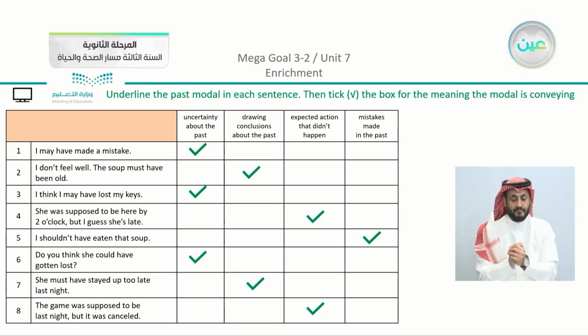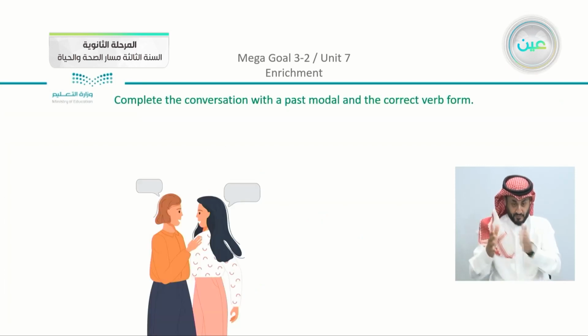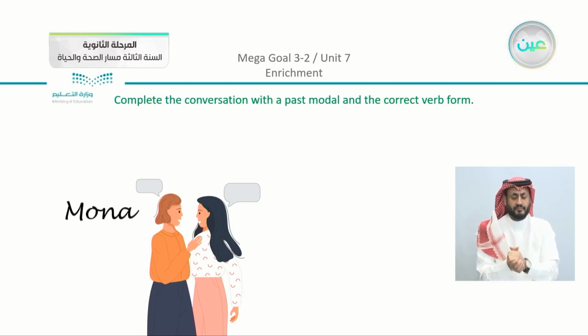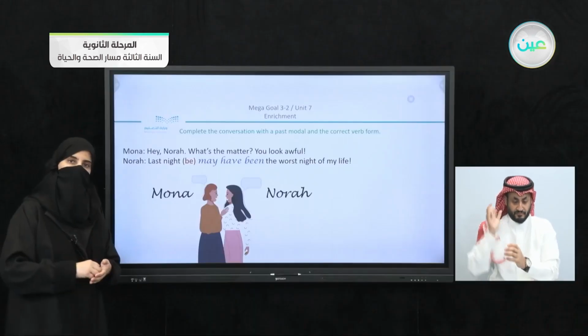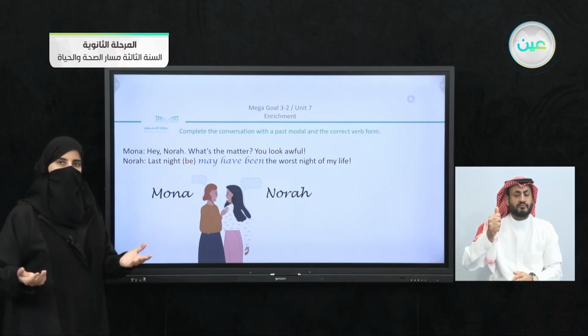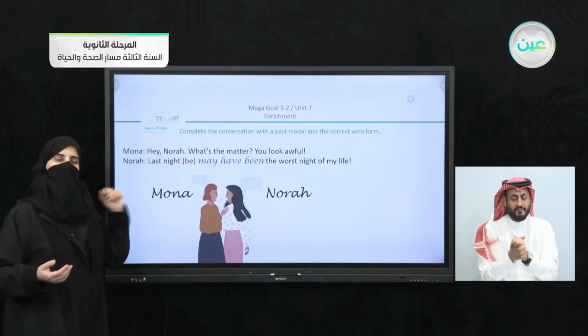Now we have completed our exercise. We're going to move on to another one. Now actually in this exercise we are going to complete the conversation between Muna and Noura. We are going to complete it with a past modal and the correct verb form. Here we have, for example, Muna: Hey Noura, what's the matter? You look awful. Noura says: Last night, with the verb between brackets, which is be here, last night may have been the worst night of my life. So we are going to apply the modals that we studied and the complete structures in the past in our conversation.